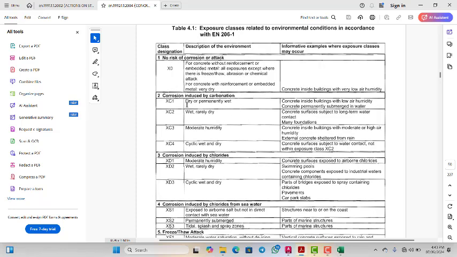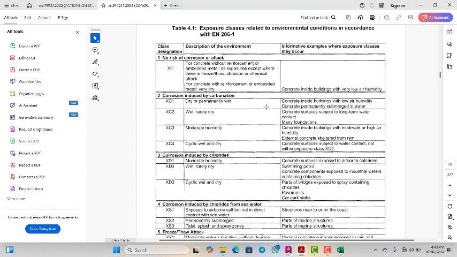Okay. Then number 2, corrosion induced by carbonation. So we now have this class XC1, dry or permanently wet. Concrete inside buildings with low air humidity, concrete permanently submerged in water. So, for you to apply this class of exposure, it has to meet this.